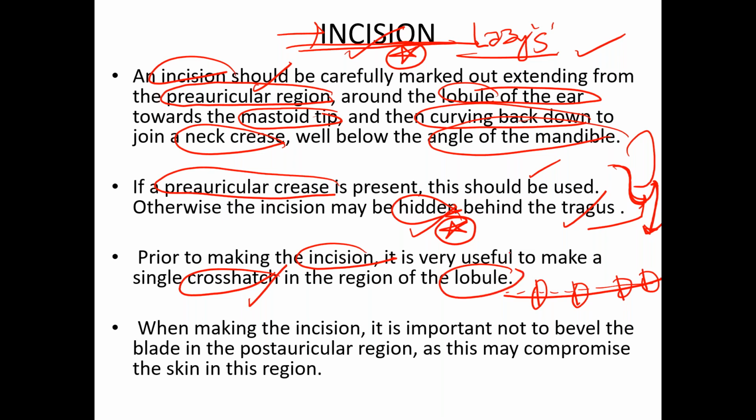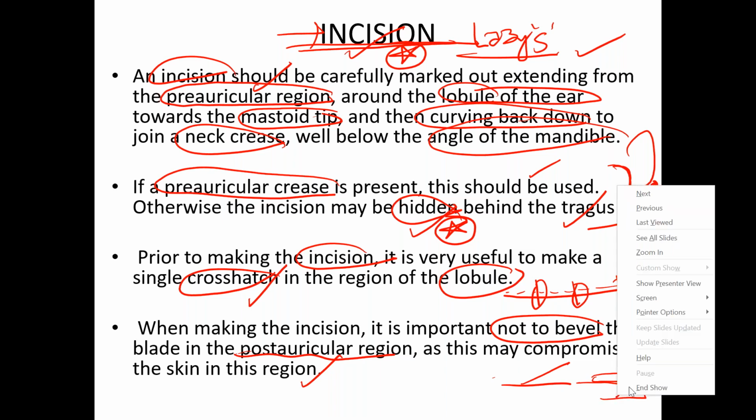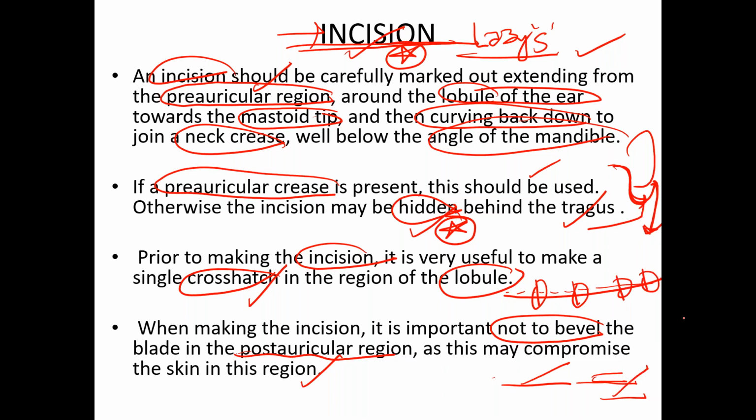When making the incision, it is important not to bevel the blade in the post-auricular region, as it may compromise the skin there. Bevel is using the blade at an angle. When you are using a blade like this, it is the tip that is touching the skin, which is okay. When you use the blade at an angle, then it is a problem. So it is called bevel.